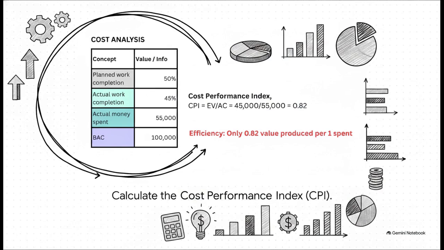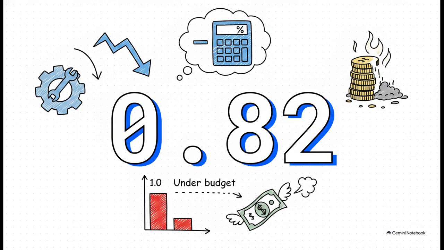This little number tells us our exact cost efficiency. The formula is simply earned value divided by actual cost. So we take our $45,000 of earned value and divide it by the $55,000 we actually spent. That calculation leaves us with a CPI of 0.82.